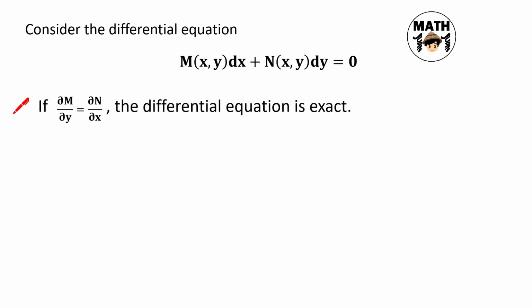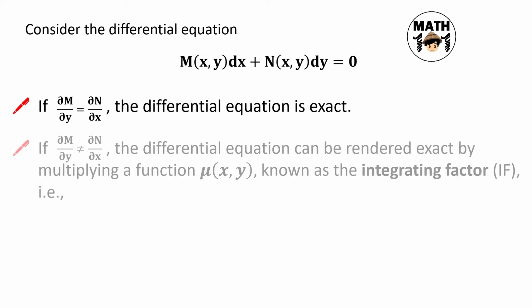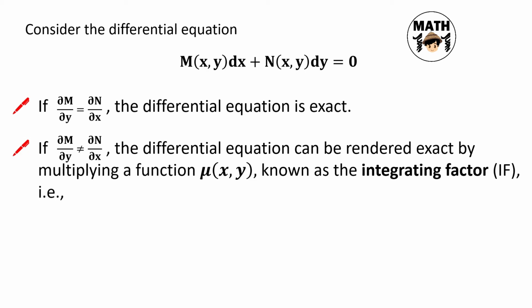Previously, we've discussed that if the partial derivative of M with respect to y is equal to the partial derivative of N with respect to x, the differential equation is exact. And if the partial derivative of M with respect to y is not equal to the partial derivative of N with respect to x, it is not exact. But we can make it an exact equation if we multiply the whole equation by a function mu. It can be a function of x and y, and it is also known as the integrating factor.